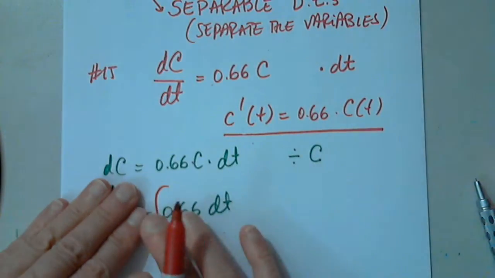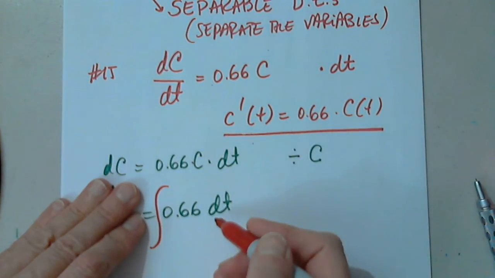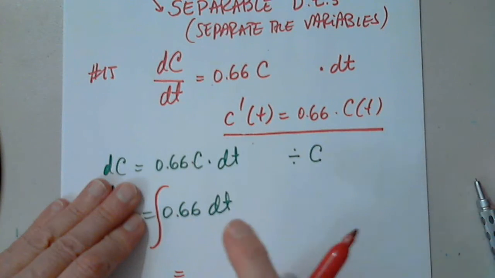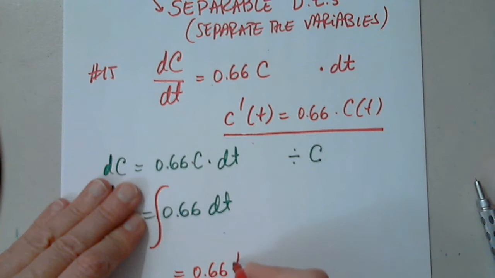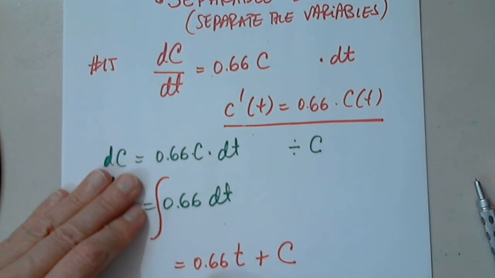So let's look at the easy part. The easy part is here. The other side is easy too. But let's look at this one. What is this? Very simple. 0.66t plus a constant c. What is the antiderivative of this? Or which function prime is this? 0.66t. When I differentiate, I get 0.66. Of course, plus a constant c, because this is not a definite integral, it's an indefinite integral.